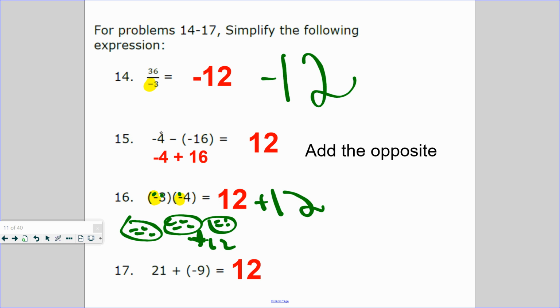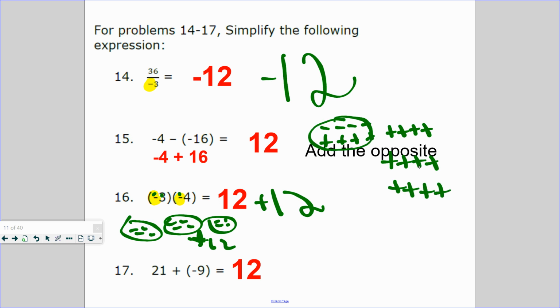Next one, let's go back to number 15. I don't like subtracting. Can you turn the subtraction into an addition? In case you forgot, you keep the -4. You do the opposite of a subtraction as addition. Opposite of -16 is +16. So -4 with +16. This becomes 0 pair is 12.